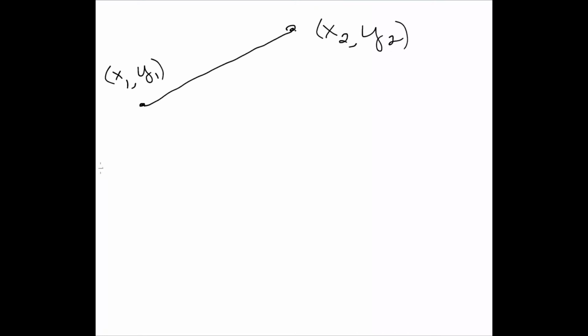Now that we know a little bit more about points, let's try to look at the distance between 2 points. So let's say I have 2 points and they can be anywhere on the plane. I'm going to say that this one is x1, y1, and I'm going to call this one x2, y2. What I'm really looking for is the length of this line segment right here.